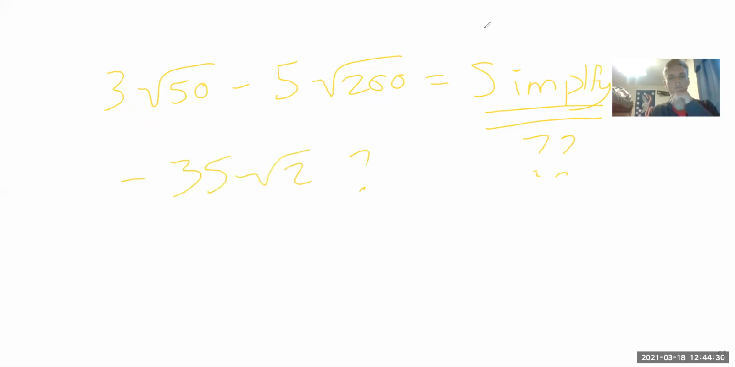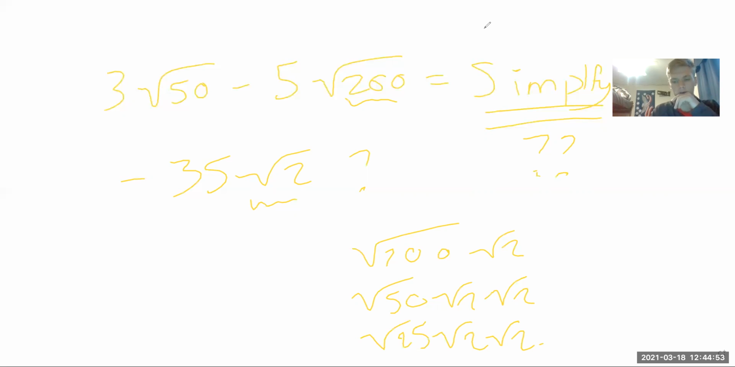Well, I'll give you an idea. First of all, the square root of 2 can't be factored down anymore. That's as low as it goes. And so square root of 200, you can factor that down into the square root of 100 times 2, which factors down to square root of 50 times square root of 2 times square root of 2, which factors down into square root of 25 times square root of 2 times square root of 2 times square root of 2, which factors down to 5. And so it keeps going down.